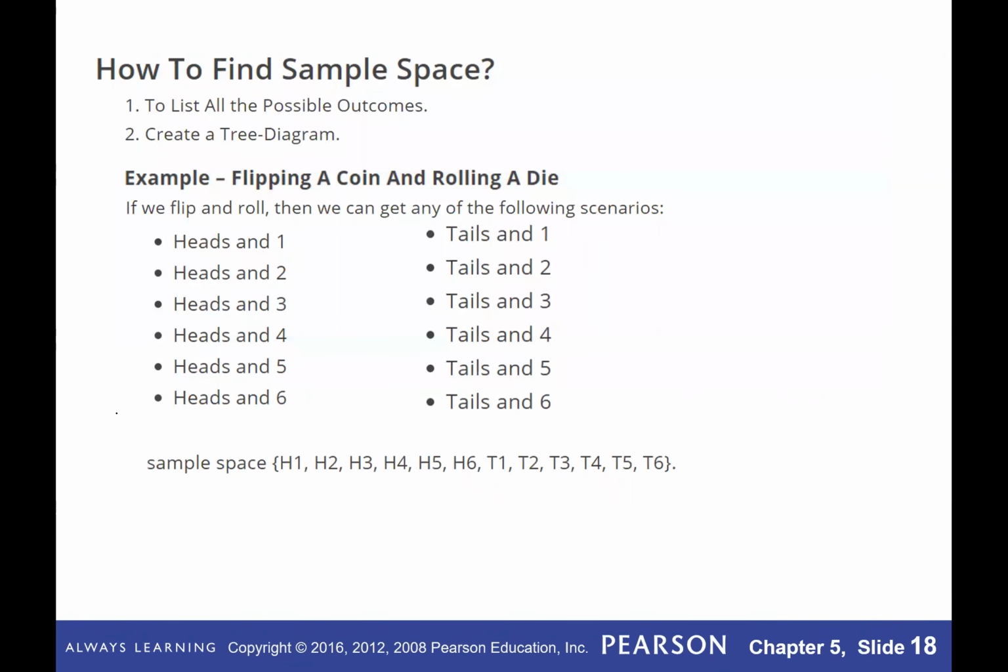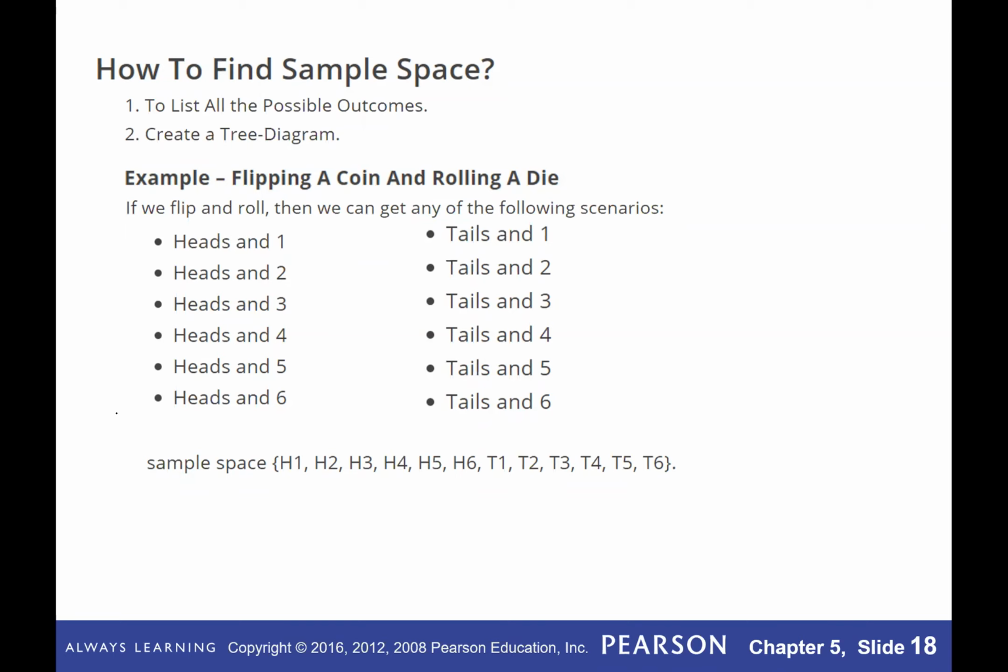So we'll go through an example of how to find the sample space. Here we will discuss two different ways. There are some other ways as well, but we are not going to discuss those. So we'll only discuss these two ways of finding the sample space. To list all the possible outcomes, you can list all the possible outcomes. That's what we did in the previous example. Or you can create a tree diagram to find the sample space.